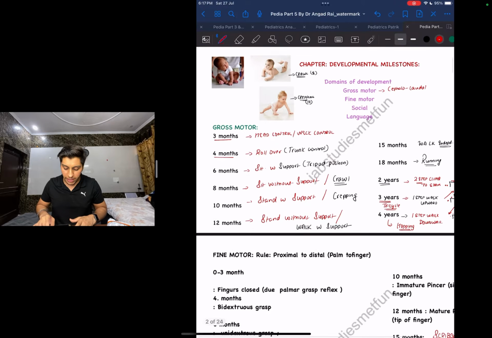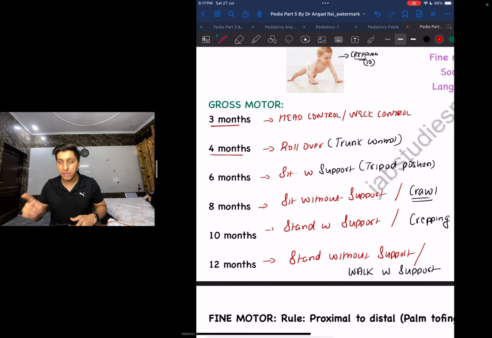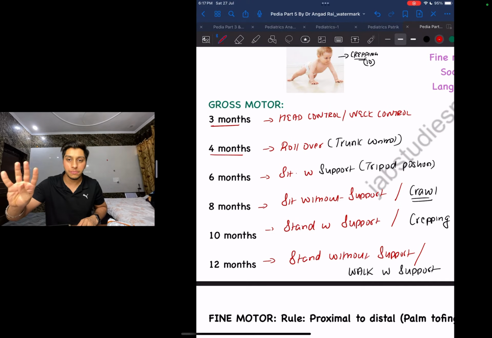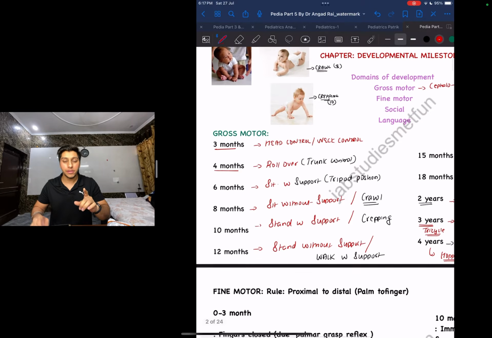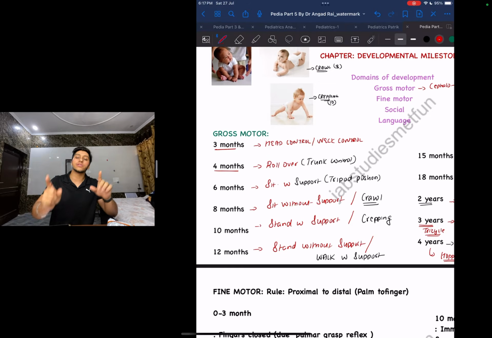Starting with the 3rd month, remember guys, first is head control, head and neck control by the 3rd month. The 4th month will be your trunk control, so the baby will start rolling over by the 4th month. In the 6th month, the baby will sit with support, which means tripod position. What is tripod position, guys? This is tripod position. So tripod position is sitting with support by the 6th month. Always remember, first you will sit or do any function with support, and then without support.